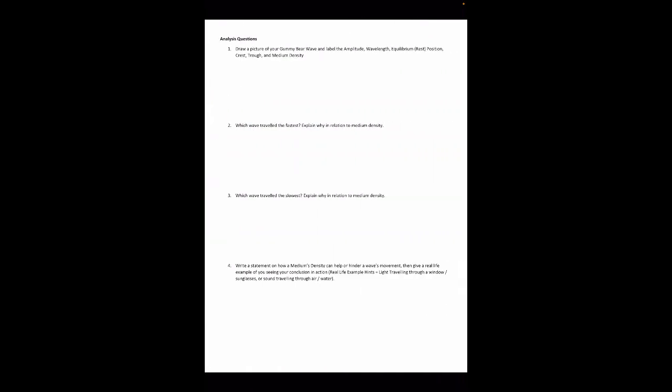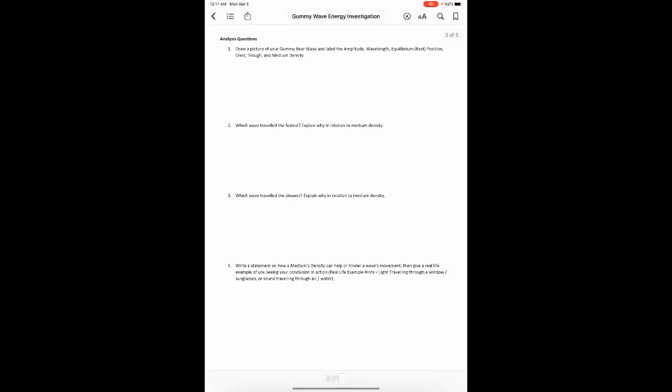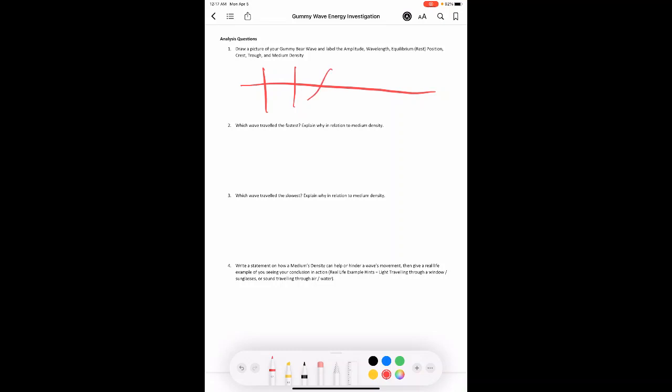So, draw a picture of your gummy bear wave and label the amplitude, wavelength, equilibrium, rest position, crest, trough, and medium density. If you were to draw your wave all the way across there, and sort of label the different parts of it, I'm just going to kind of show it as it bends all the way across. That's sort of it spinning as it goes across there.